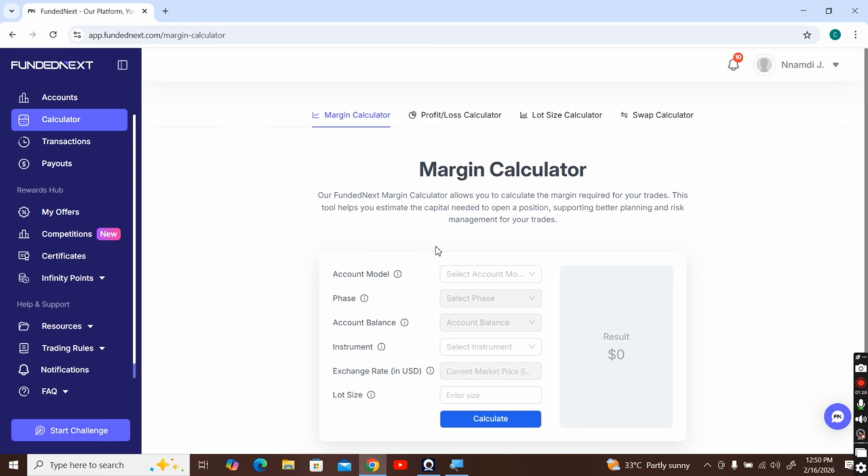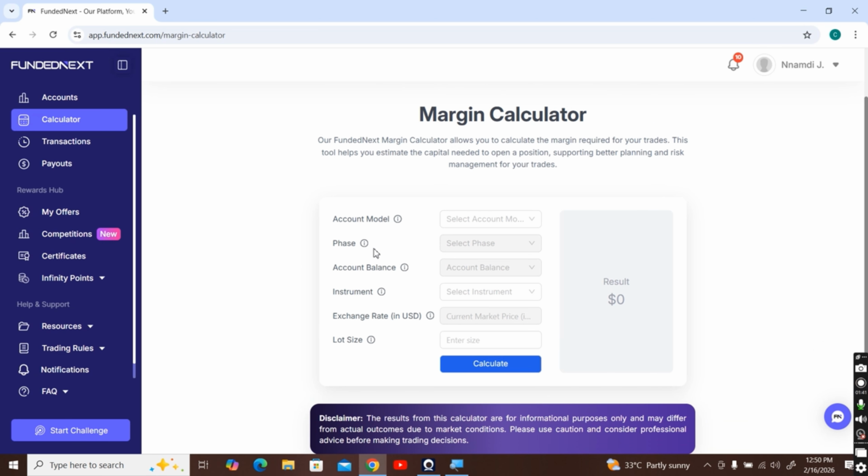So you know how FundedNext calculates their margin at a particular point in time. This margin will help you with the loss size you're using to execute any trade of your choice. You understand? So let us go to the main topic of today.